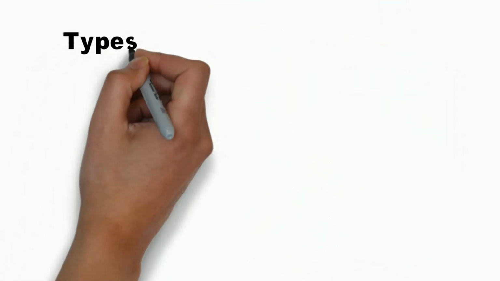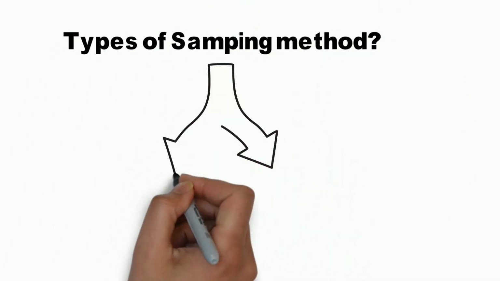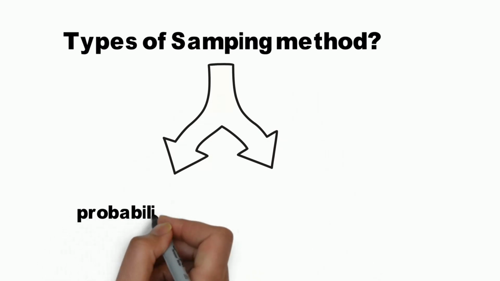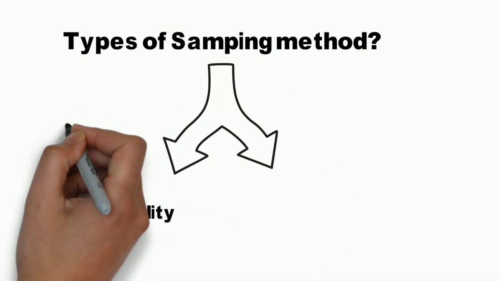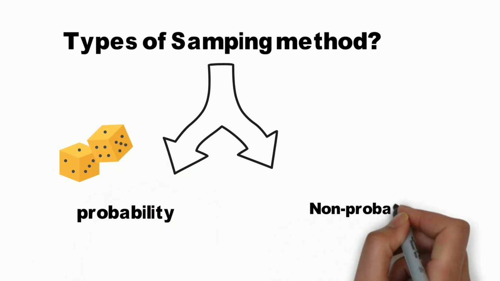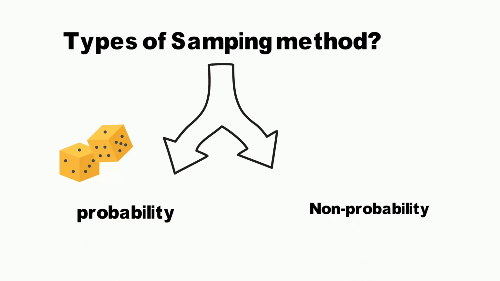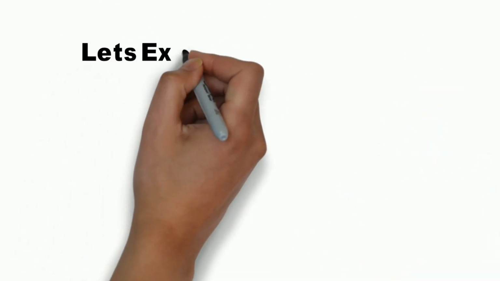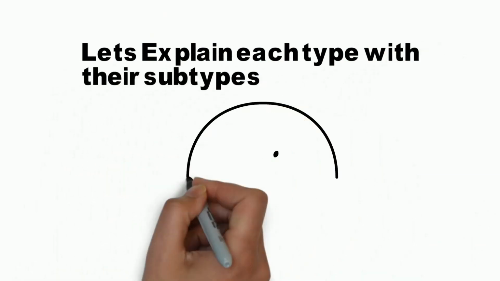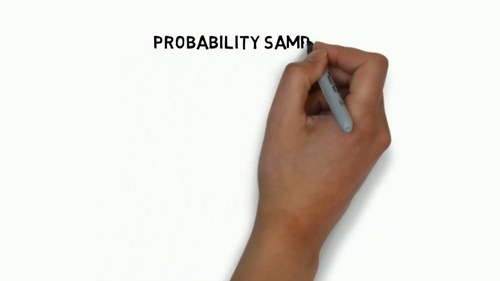The sampling strategy has been divided into two methods. 1. Probability sampling. What comes to your mind when you see the picture beside it? Think for a moment. Similarly, the second method is non-probability sampling. Let's explain each type one by one, and within each type there are subtypes which will be discussed. So stay tuned.